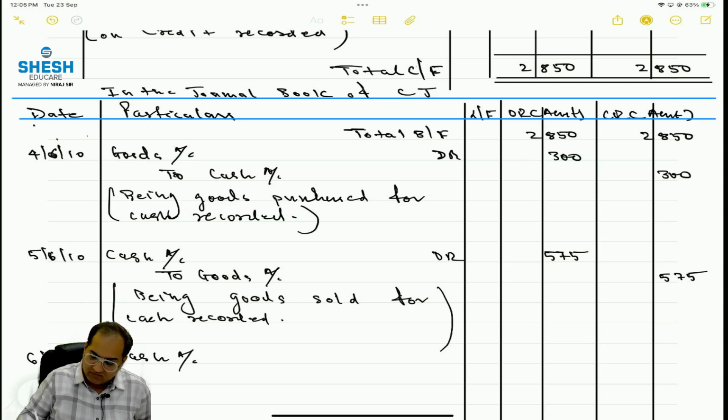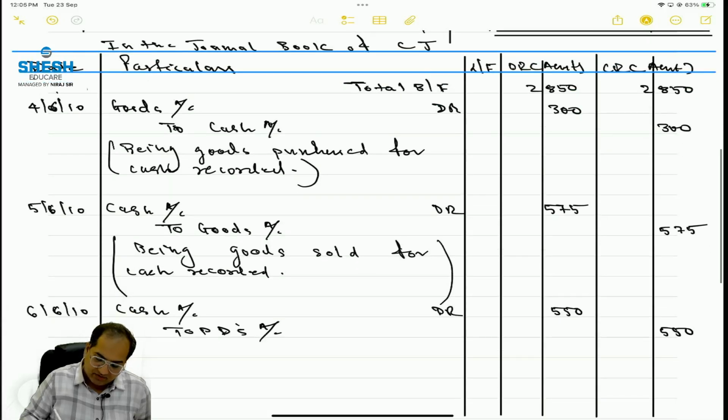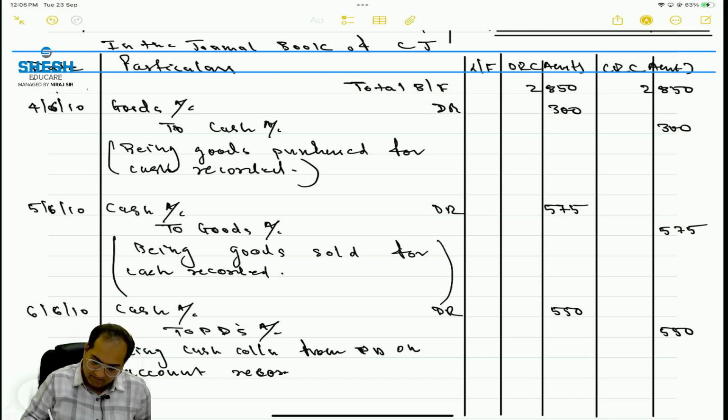So no doubt cash is coming in. Cash account is a real account. Pandu is the giver. Pandu's account is a personal account. Credit the giver. So I will credit Pandu's account by 550. And I will mention in narration being cash collected from Pandu on account. Got it.